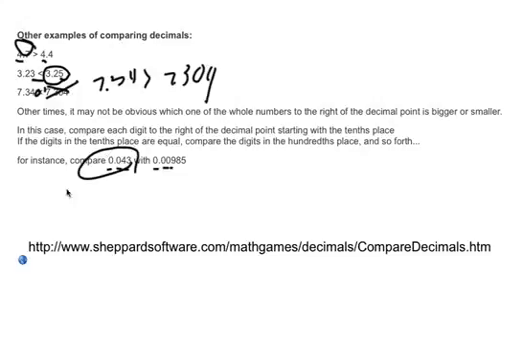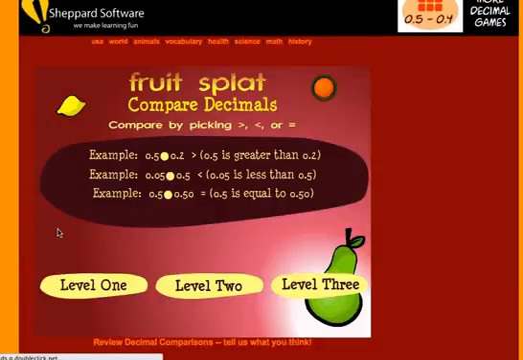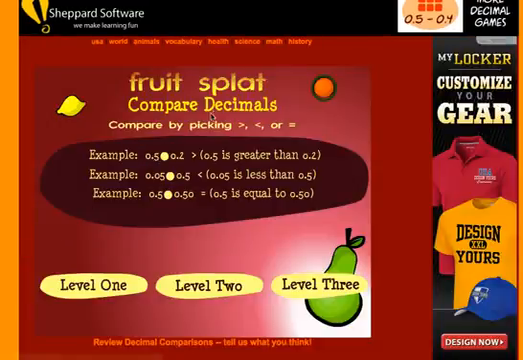But I will show you a little bit how it works and what to do on this game. It's comparing decimals. And I hope my screenshot's still working.